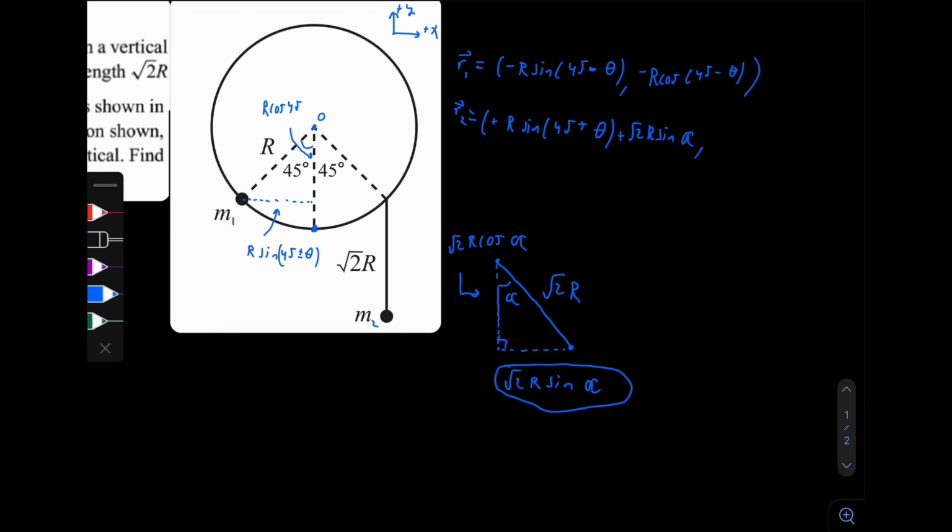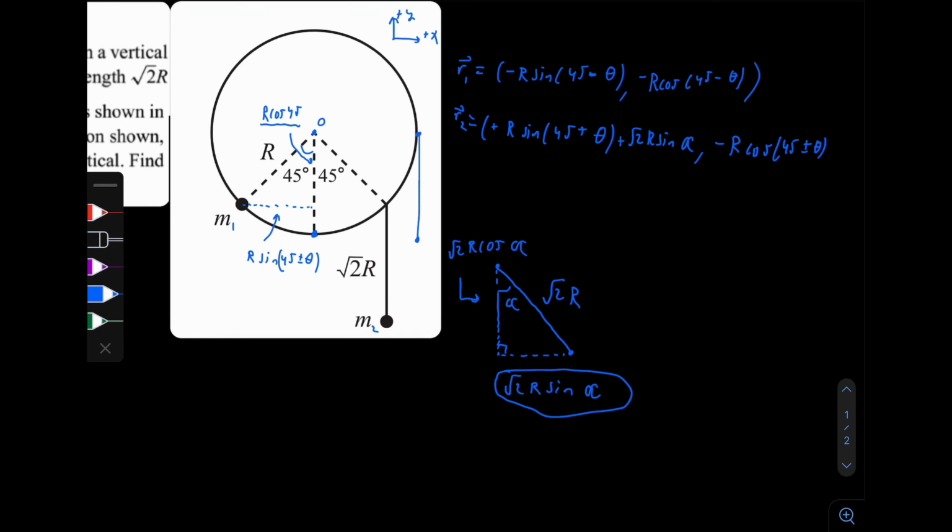Yeah, so the y coordinates. Let's start with the big circle. The magnitude is going to be r cos 45, and we're again below the y-axis. So we're going to have a minus r cosine of 45 plus or minus theta. Actually, before I do that, let's do the pendulum part, because it might make more sense to get the signs right. For the pendulum, we're going to have a root 2r cosine alpha, and it's going to be minus, because the pendulum is going down.